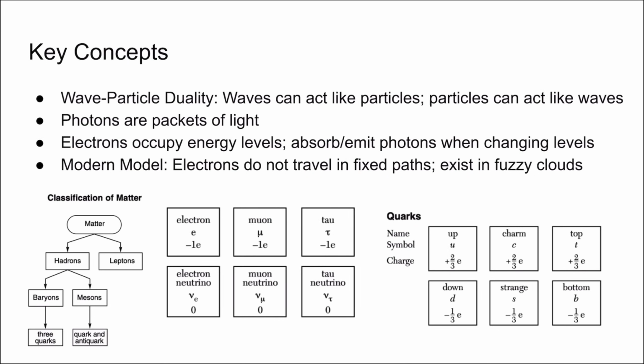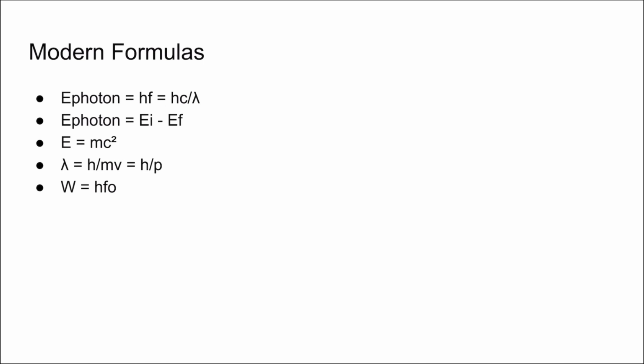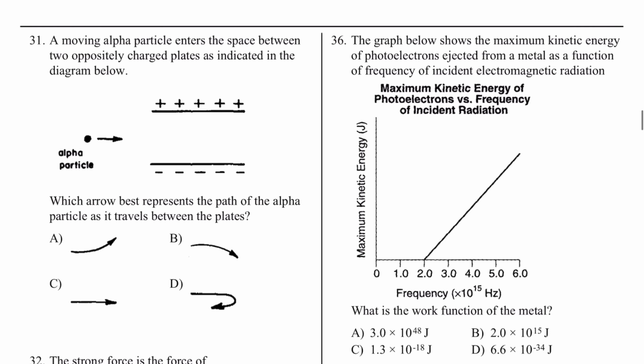Some key concepts that you need to know is wave-particle duality. This is when waves can act like particles and particles can act like waves. You should know that photons are packets of light and that electrons occupy energy levels. And you either absorb or emit photons when changing these energy levels. The modern model for electrons is that they do not travel in fixed paths and they exist in fuzzy clouds. Also, this is all in the reference table, but you'll need to know matter, hadrons, leptons, baryons, mesons, and quarks. But that's pretty easy. And these are the formulas that you need to know.